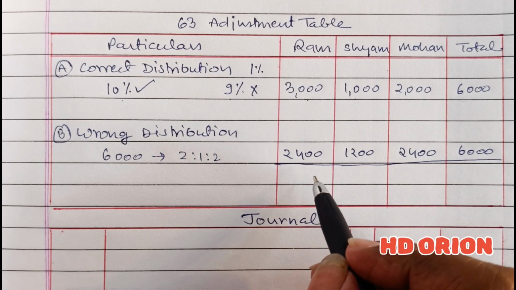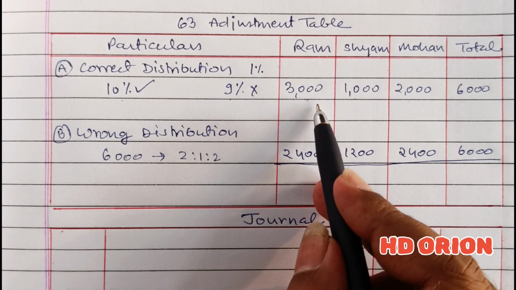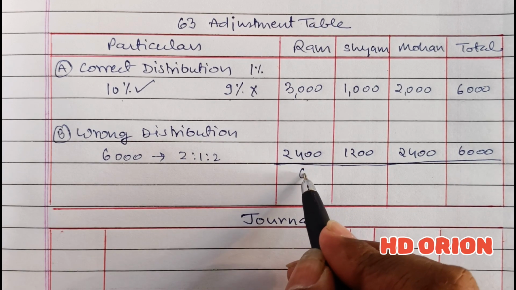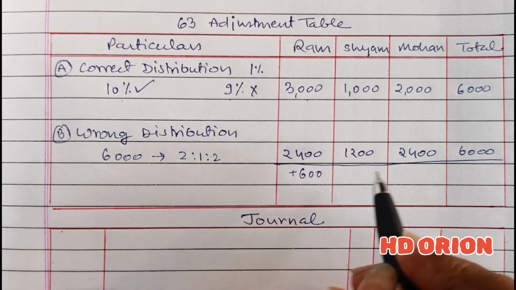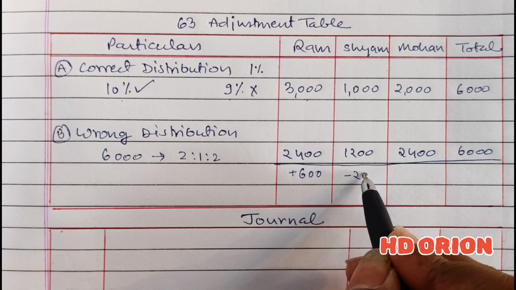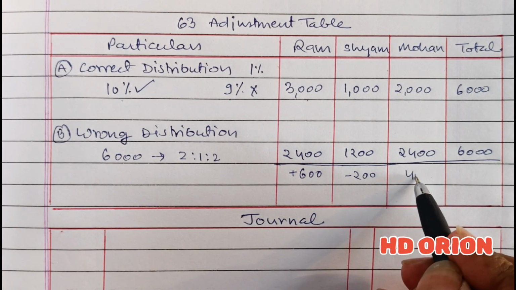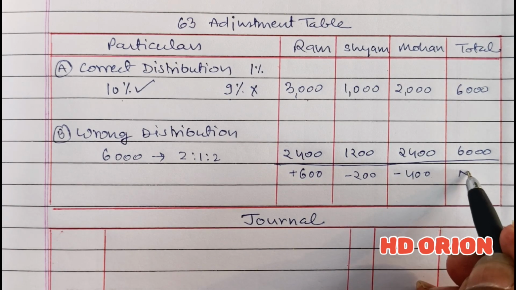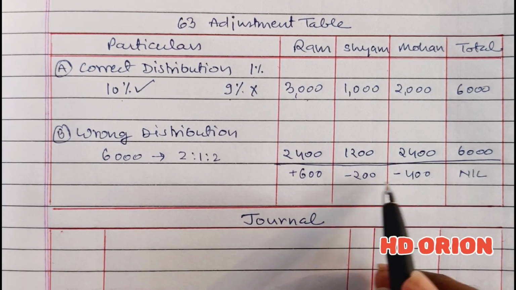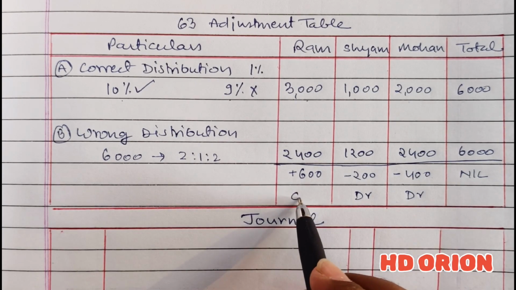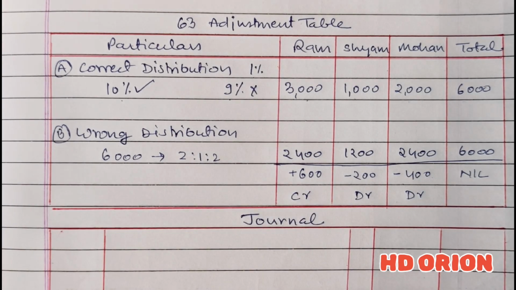Now when we compare this, Ram, instead of receiving 3000 rupees, has received 2400, that means 600 rupees plus. Here minus 200 rupees. Here how much is it? 400 rupees minus. Fine. So for the minus amounts we have to debit their capital accounts, and for the plus amount we have to credit their capital accounts.